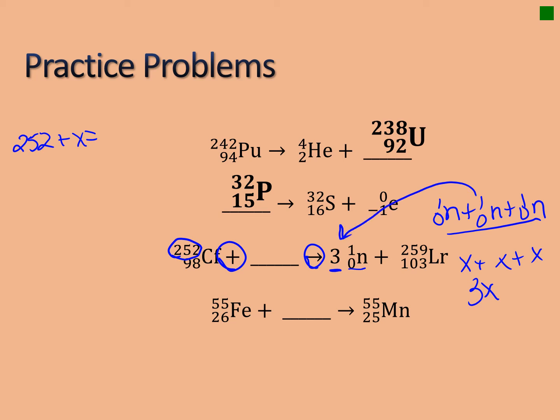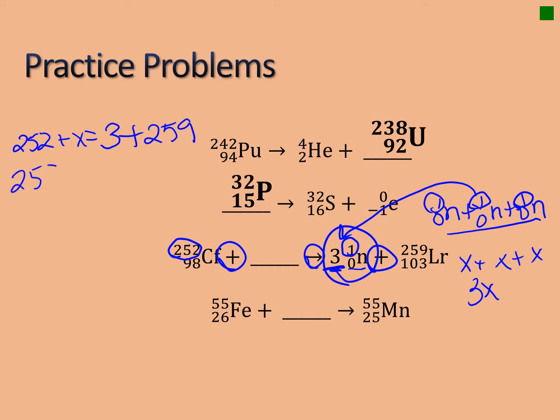Now if I added up all of these masses, what do I get? I get 3. What I can do though is take this big number and multiply it by that 1. So we're going to take 3 times 1, so this is contributing a mass of 3. Then we're going to do plus 259. And so when we solve this, we're going to get 252 plus x equals 262. Subtract 252 and we get x equals 10. So I know that the top number is equal to 10.